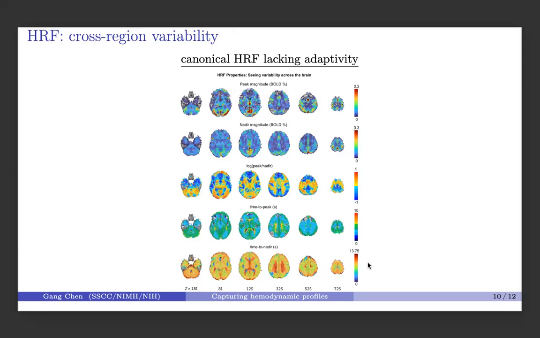The last row shows the time from the stimulus onset to the nadir of the undershoot. So that also varies. As you can see, in those 5 hemodynamic response shape features, there is quite a substantial amount of variability. So it's no wonder the canonical HRF would have trouble adapting globally across different regions.